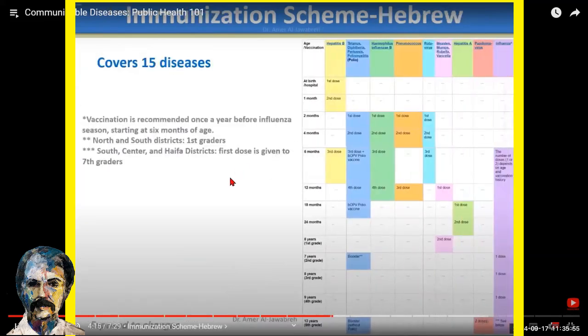Look at the Israeli one. Look, even they have something very strange here: there are differences between the north and the south, and Haifa. Maybe in the north, more Israelis, more Jews. In the south, more Arabs, you know.